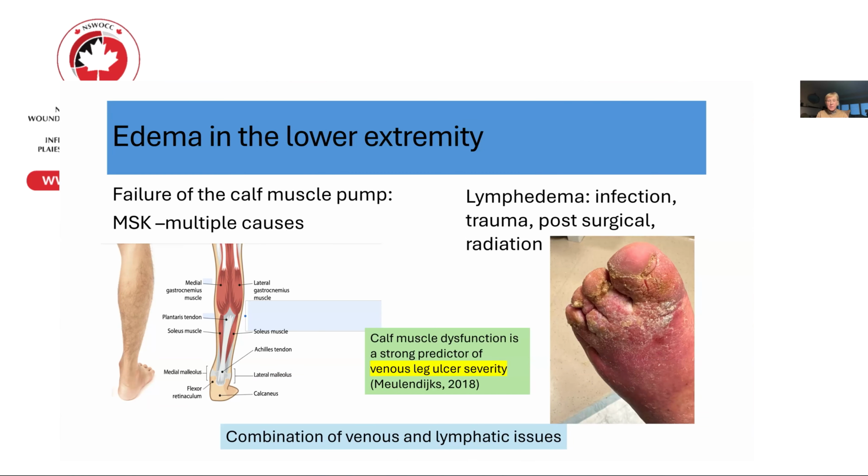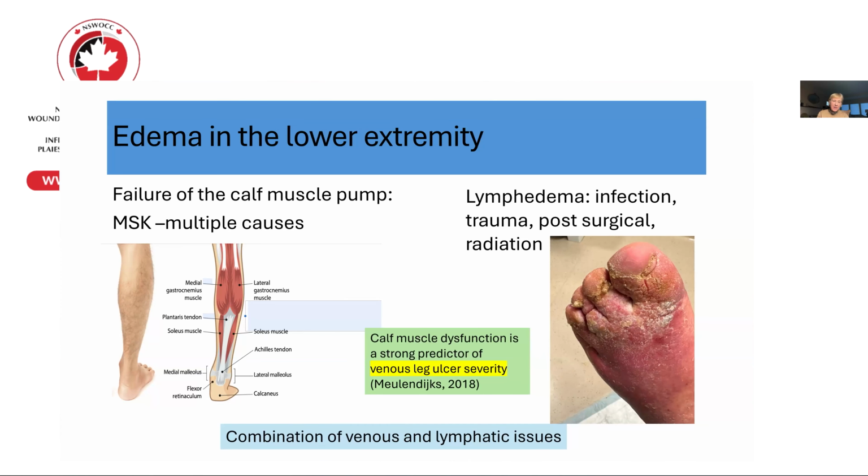Lymphedema, similarly, and Dr. Sibbald is going to go on and talk a little bit more, but the picture on the right is a classic foot of lymphedema, collection of fluid in the tissues there. We can think of lots of causes of lymphedema. It can be due to infection, so anything that damages the lymphatic system, trauma, any injury to the leg can damage the lymphatic system, or post-surgical or radiation. The biggest example I think everyone is aware of is post-surgery after mastectomies and axillary node dissections, and you see that lymphedema that collects in the arm.